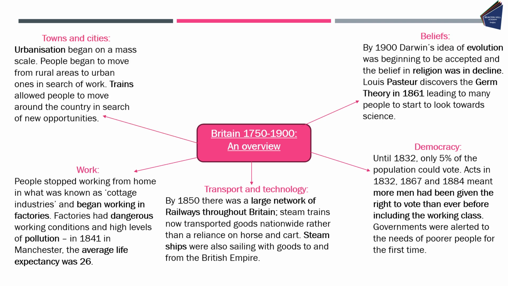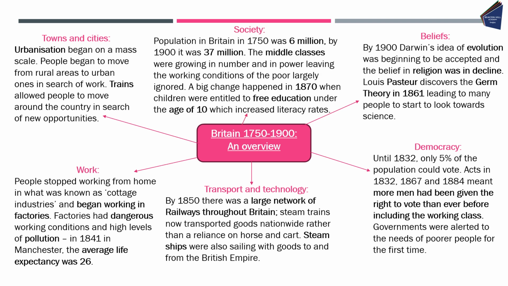We then have towns and cities. So urbanisation begins on a mass scale, and this is people moving from rural areas to urban ones in terms of work. Trains are allowing people to move around the country in search of new opportunities in terms of jobs. So we see a big change here and a shift in where people are living and working.